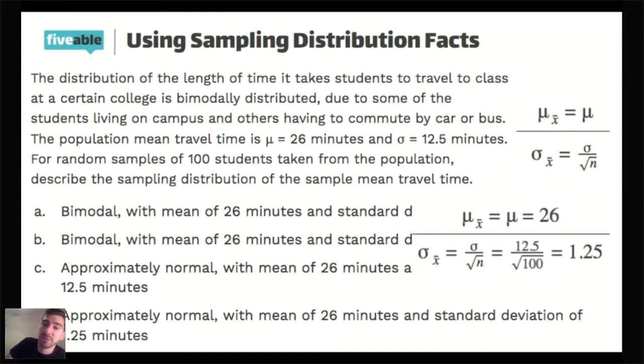Because of those formulas off to the side, if I recognize that 100 is my sample size, I can use that as n to calculate my standard deviation. And so the center of the sampling distribution should still be 26 minutes, but the spread will be much lower. 12.5 divided by the square root of 100 leads me to 1.25. And the reason I can say that the graph should be approximately normal is because 100 students is bigger than 30. And if I'm taking samples of size greater than 30, it does not matter what the original population distribution is. The sampling distribution will be approximately normal. So my answer is D as in dog.